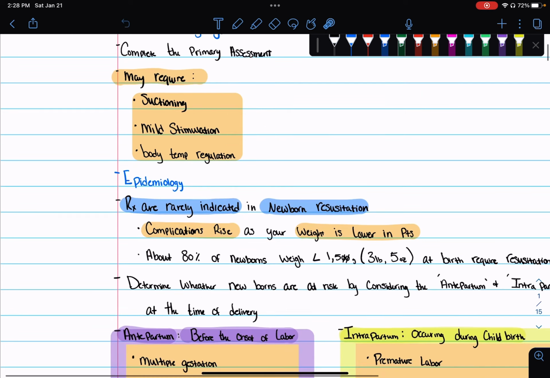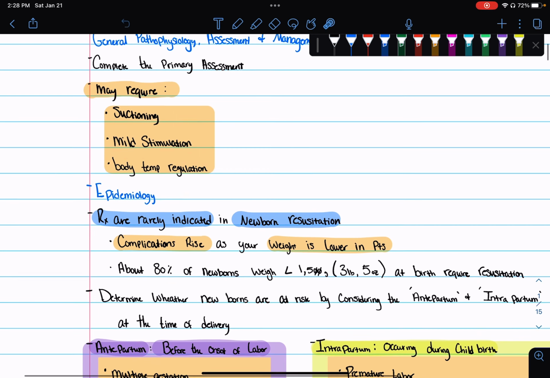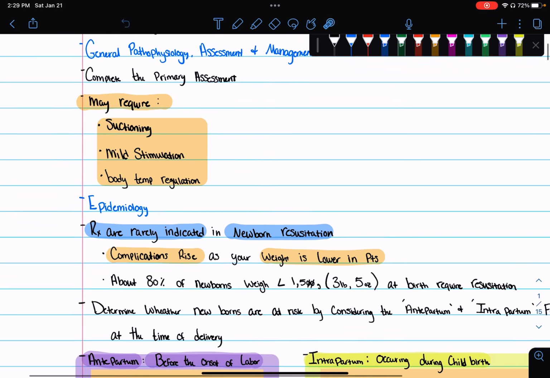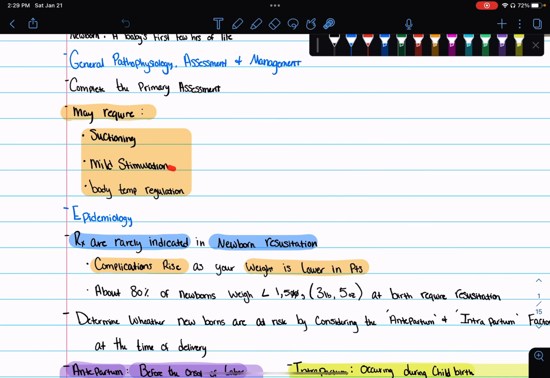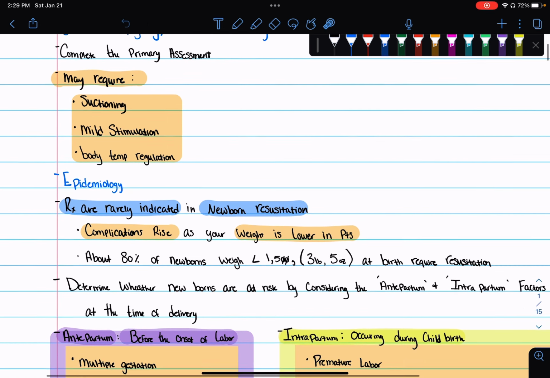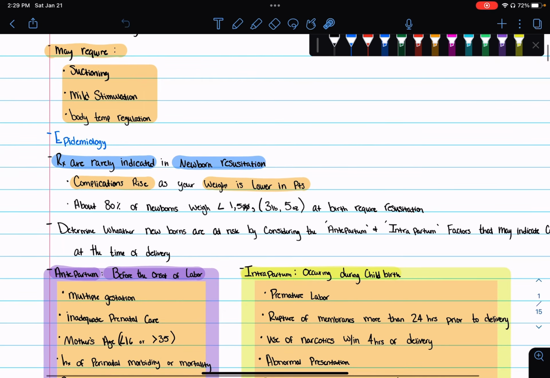Our patients may require suctioning, mild stimulation, and body temp regulation. Our biggest one here is going to be body temp regulation, assuming that they didn't need these two. Suctioning is only considered if they do not have airway patency when they come out of the mother's womb. And mild stimulation, maybe they got a poor APGAR score, so just a little tactile flick or rubbing on the back or blow-by O2 to facilitate their ventilations or respiratory rate. The most common cause of our loss of heat is going to be convection.